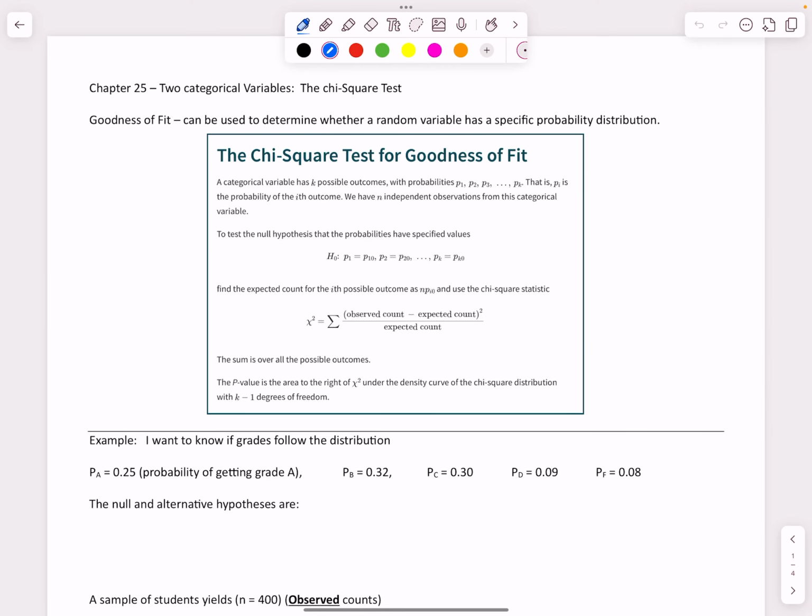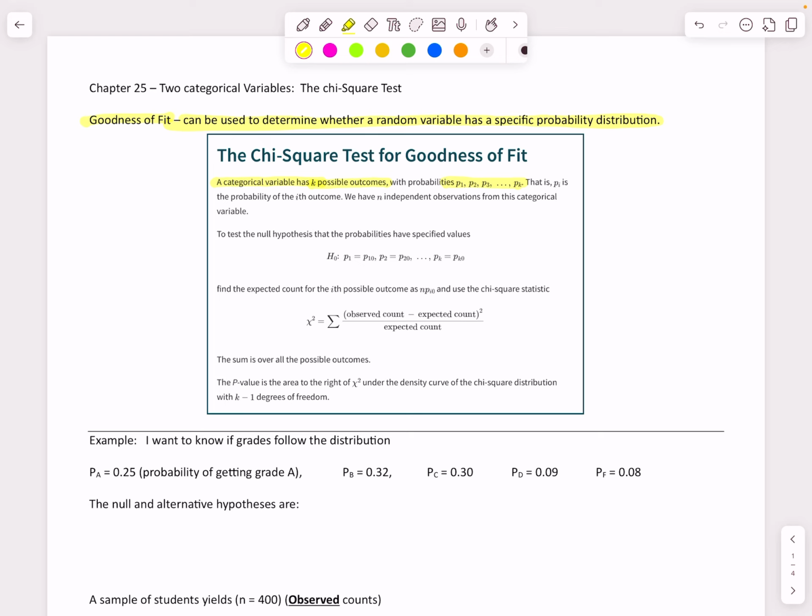Okay, this is chapter 25, two categorical variables, and this is the chi-squared test. The first one we're looking at is goodness of fit, and it can be used to determine whether a random variable has some specific probability distribution. We have some categorical variable with so many possible outcomes, and each outcome has a corresponding probability.